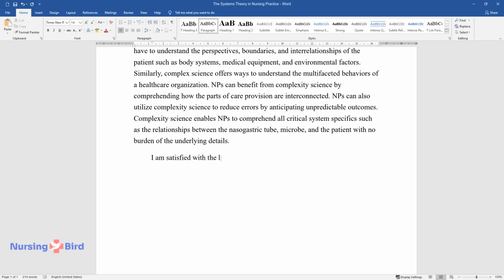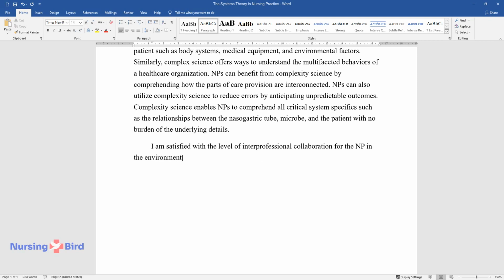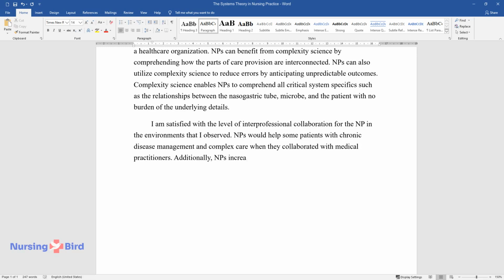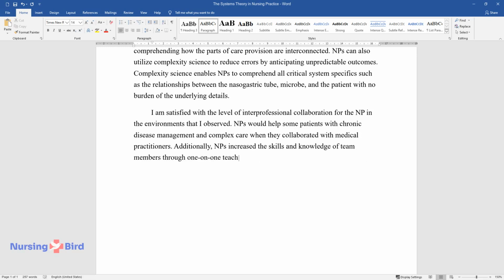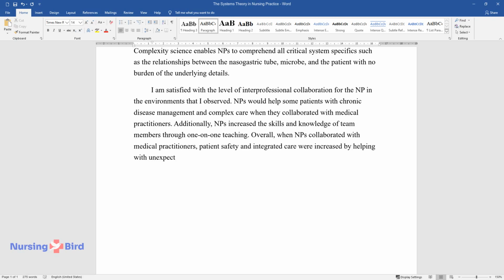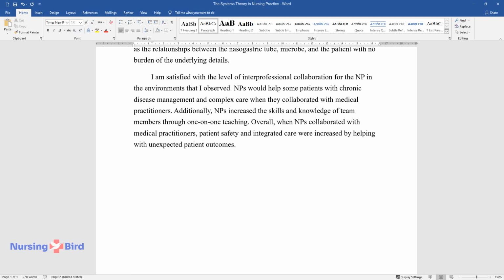I am satisfied with the level of interprofessional collaboration for the NP in the environments that I observed. NPs would help some patients with chronic disease management and complex care when they collaborated with medical practitioners. Additionally, NPs increased the skills and knowledge of team members through one-on-one teaching. Overall, when NPs collaborated with medical practitioners, patient safety and integrated care were increased by helping with unexpected patient outcomes.